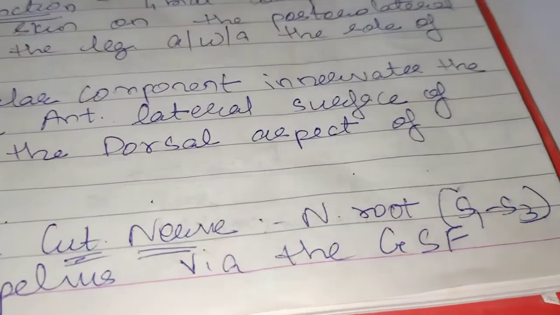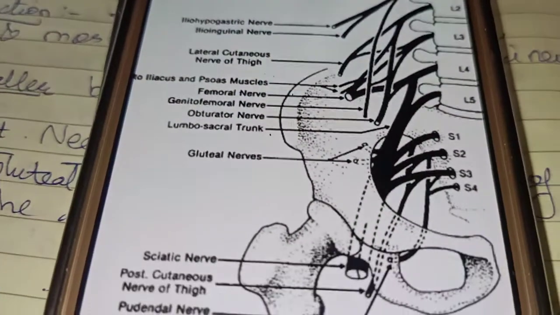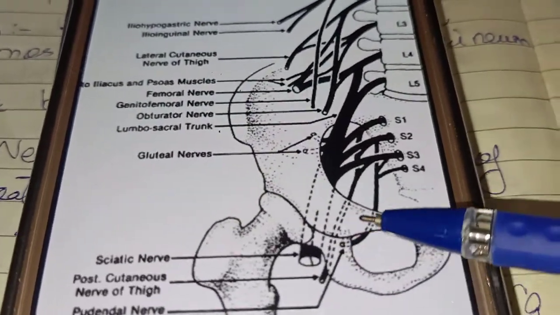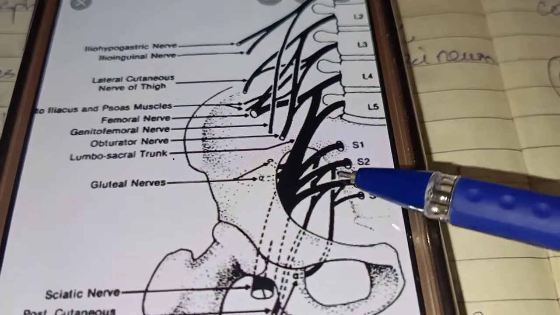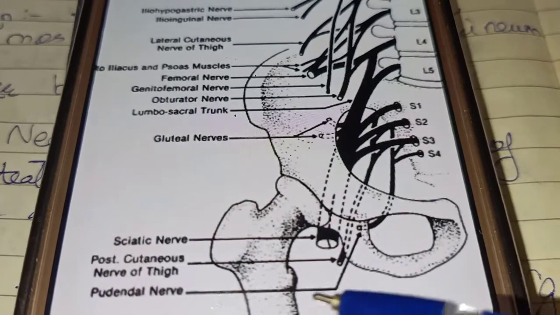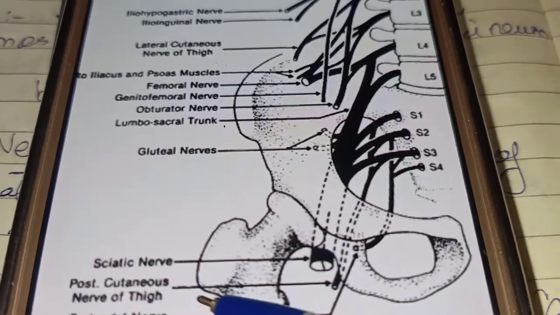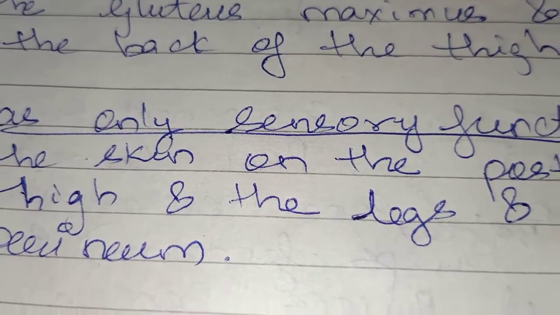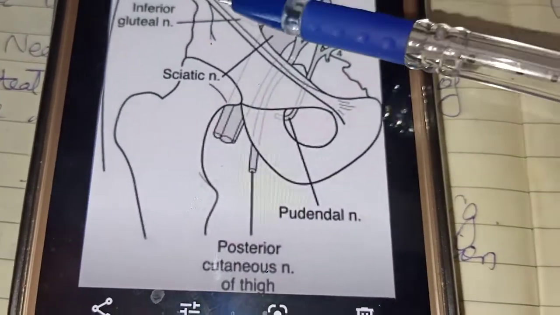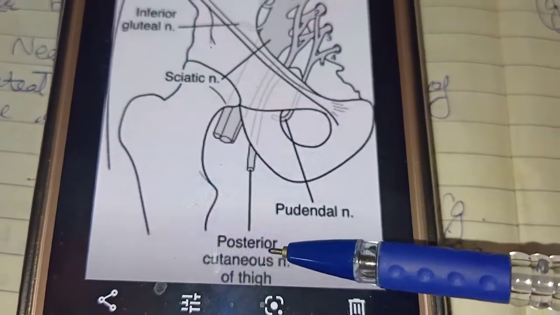The nerve root is S1 to S3. If you see here, this is the posterior cutaneous nerve of the thigh, S1, S2 and S3. You can see here also in this diagram, this is the posterior cutaneous nerve of the thigh.